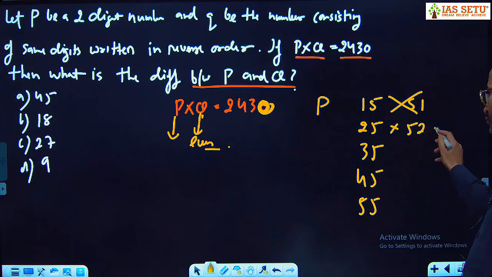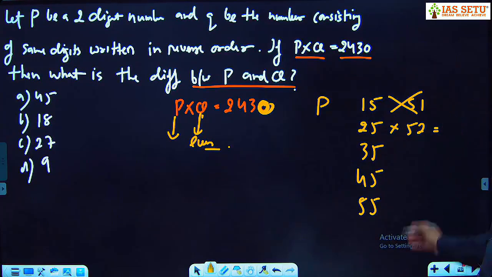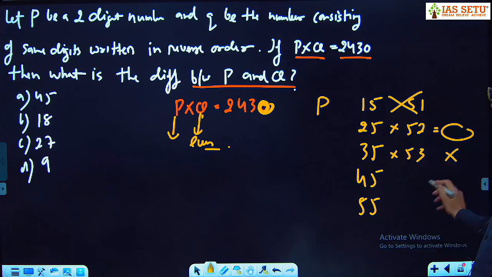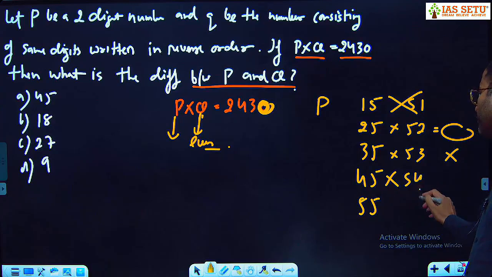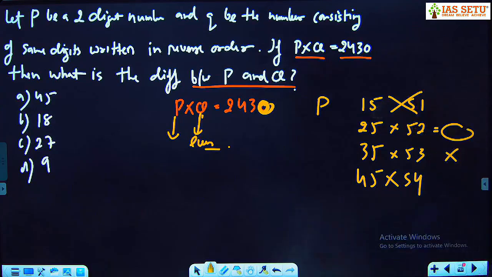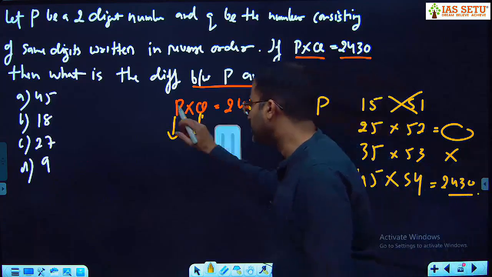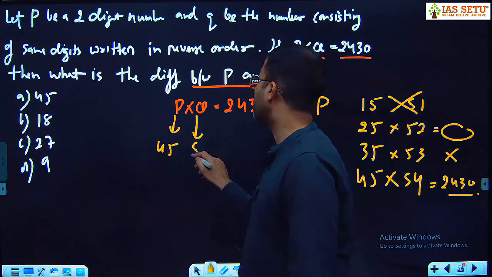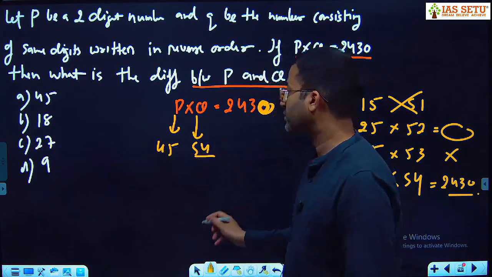25 and 52, yes, we can consider, but इसका total 1000 के आसपास आएगा. 35 into 53 not possible. 45 into 54. Check. What is 45 into 54? 2430. So it means in this question P here is 45, Q here is 54. What is the difference in P and Q? 9.